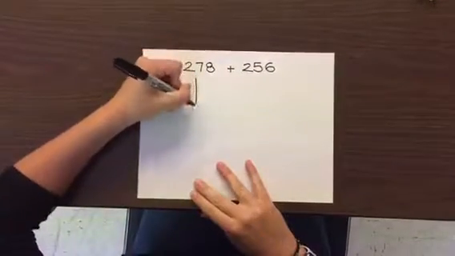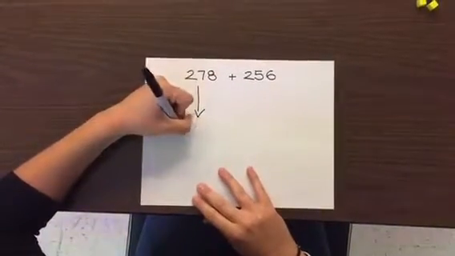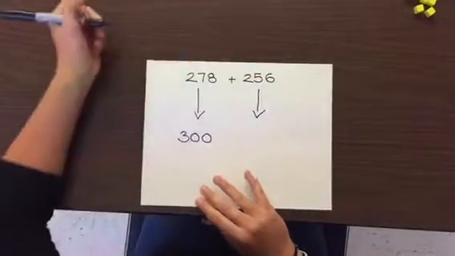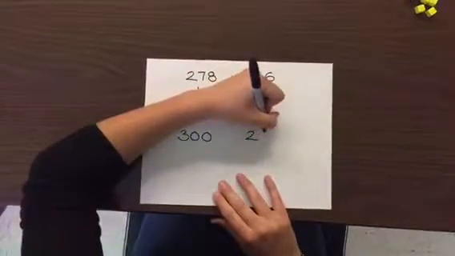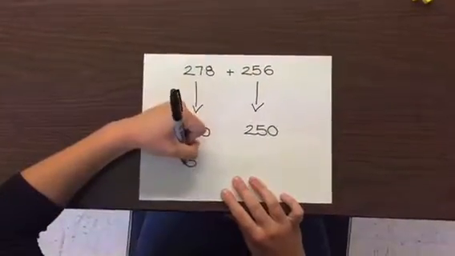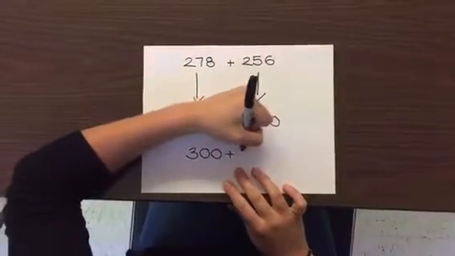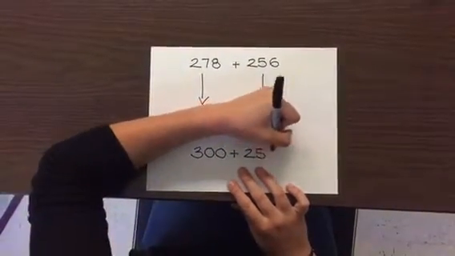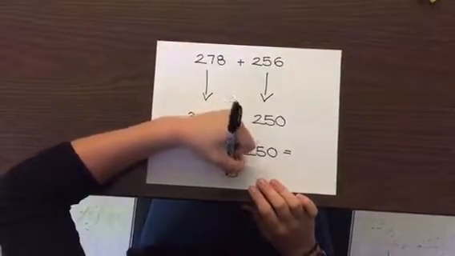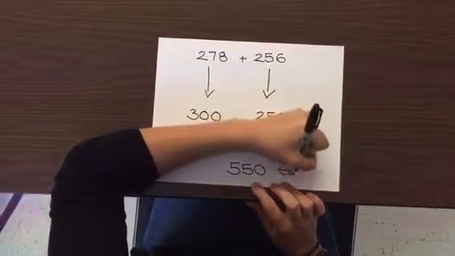So 278 can be closely rounded to 300, the benchmark of 300. 256 can be rounded to the benchmark of 250. Then we can add 300 and 250 together to find the sum of 550, and that is our estimate.